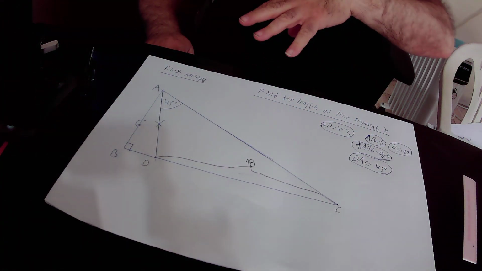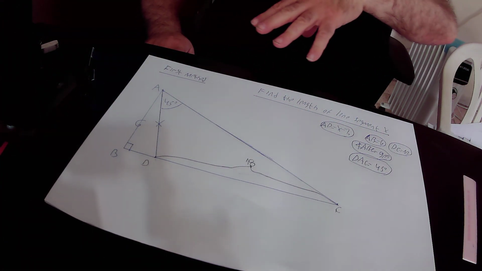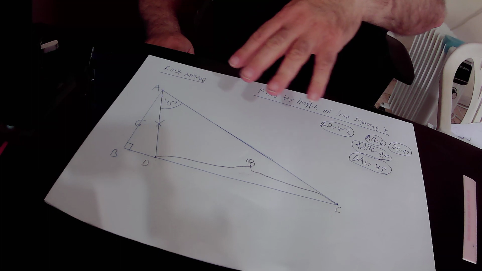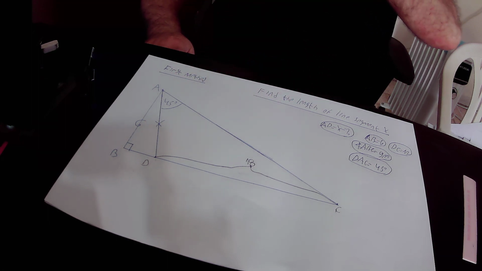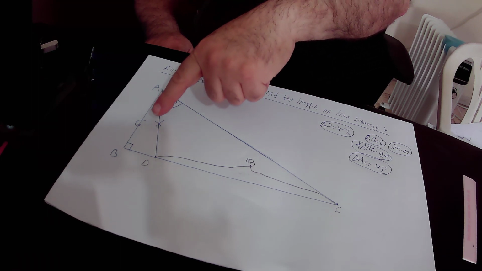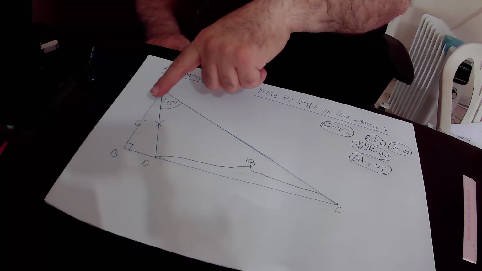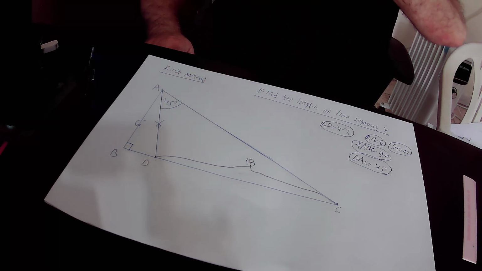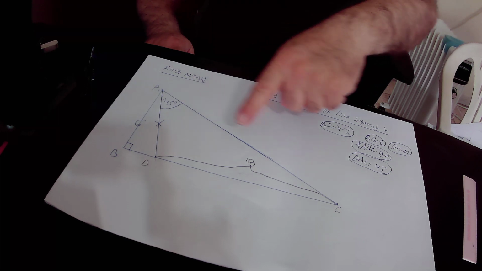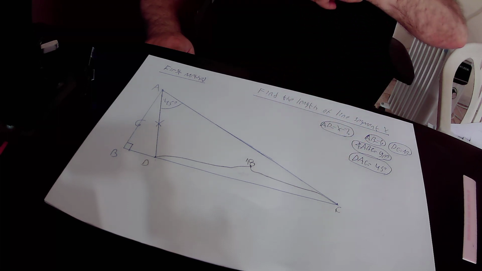Below, in this lecture, we'll find out the length of line segment X using three different methods. In the drawing, we have a right triangle, triangle ABC. Angle ABC equals 90 degrees. Side AB of the right triangle ABC equals 6 units. Side DC equals 10 units.